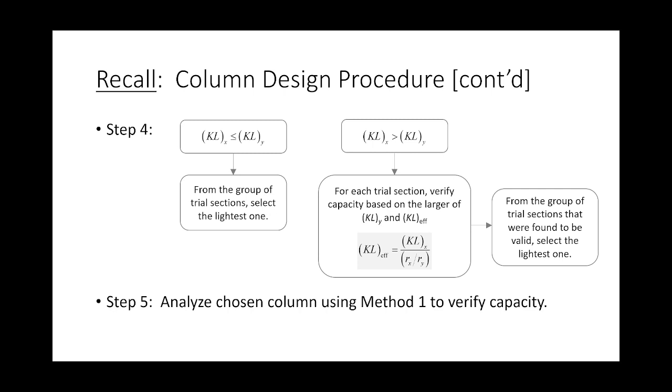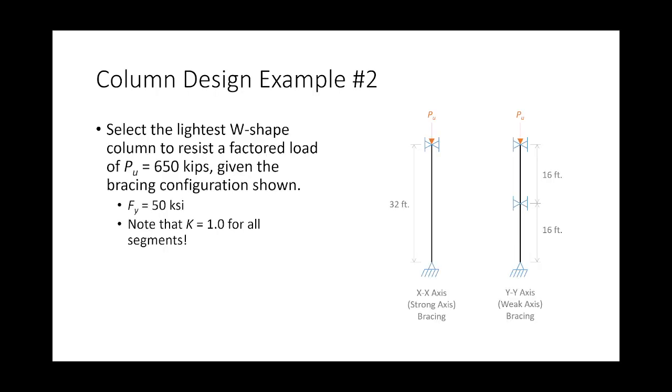So from a group of 3 or 4 trial sections, maybe only 2 or 3 of them work. Maybe only one of them works. And from the ones that work, select the one that's the lightest. And then make sure, once you've done this, that you analyze the chosen column using method 1 to verify its capacity. Any questions? All right.